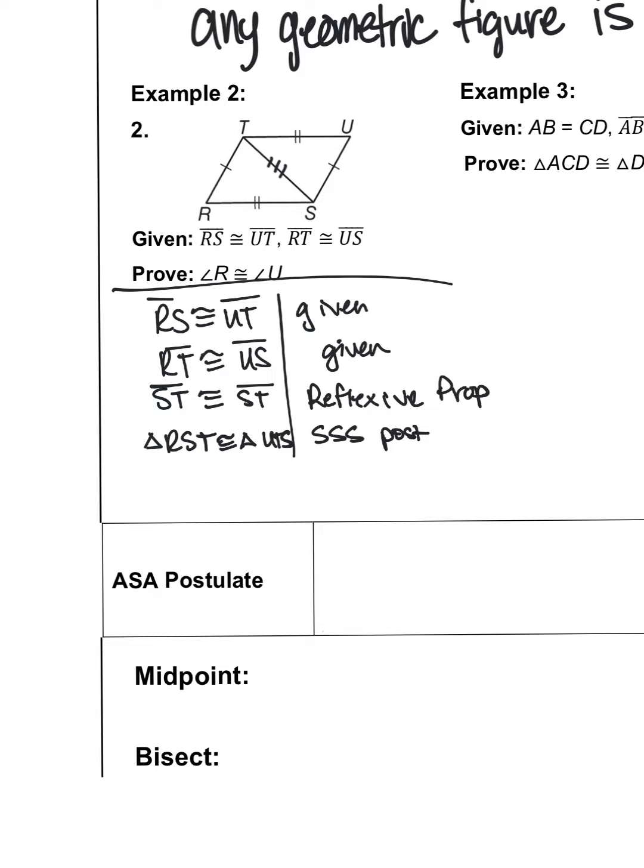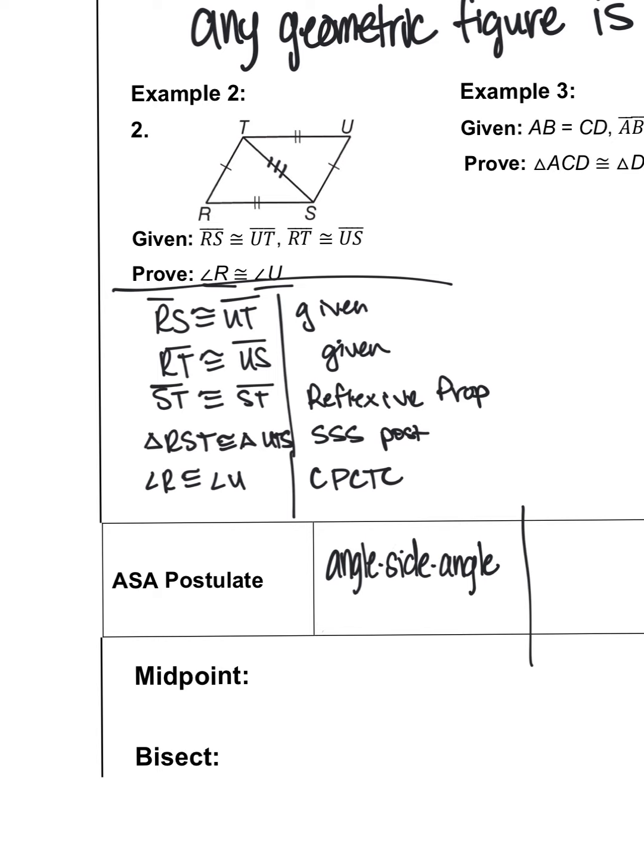From here, we would have the triangles are congruent to each other, so corresponding parts of congruent triangles are congruent. So I could say UR is congruent to TS. Why? Because of CPCTC from the very beginning. I'll go through example 3 tomorrow.